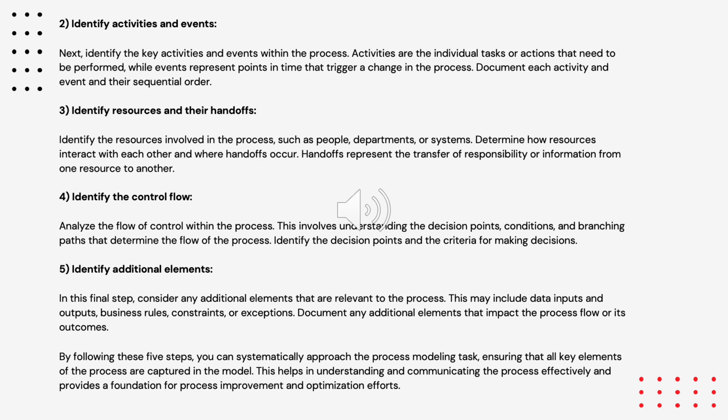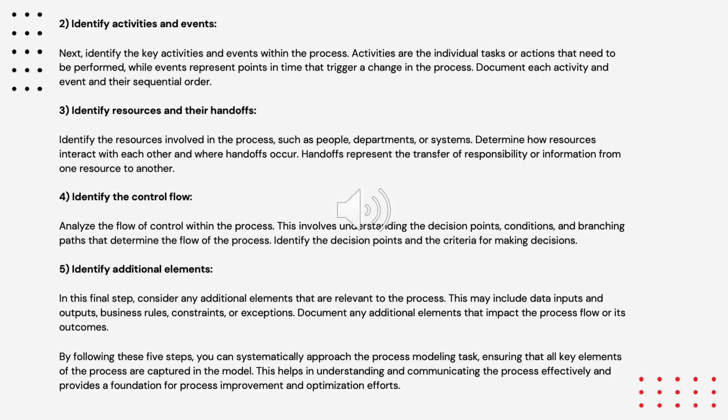And the fourth step is identify the control flow. By analyzing the flow of control within the process, this involves understanding decision points, conditions, and branching paths that determine the flow of the process. By identifying the decision points and the criteria for making decisions.